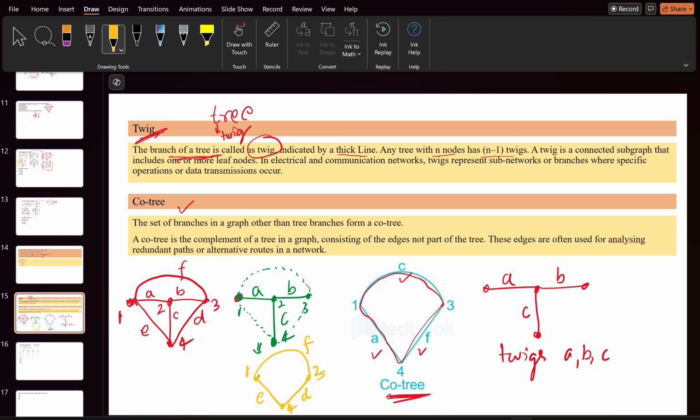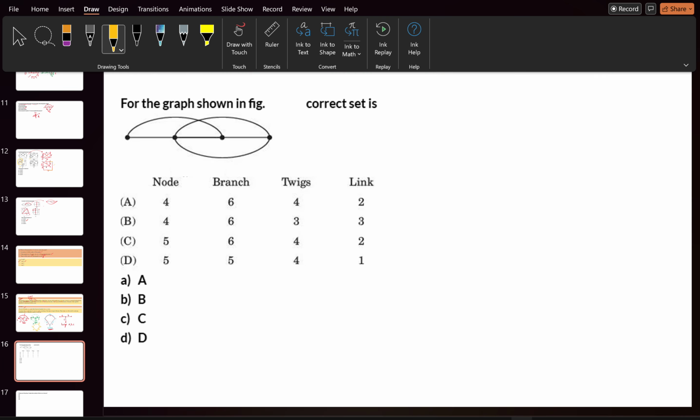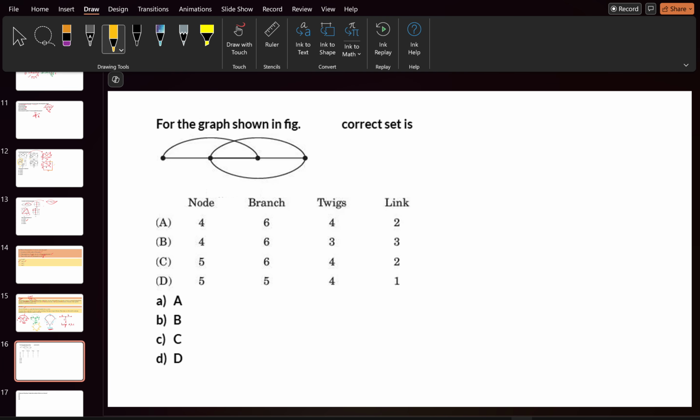Let me solve one problem based upon this. Try to solve this problem. There is one graph given and you have to see what are the correct number of nodes, branches, twigs and links.